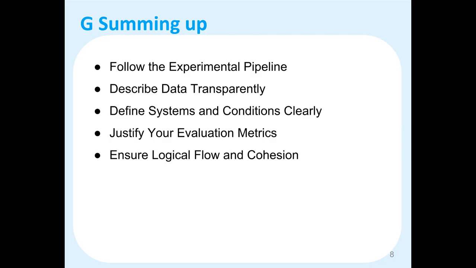Third, define systems and conditions clearly, ensuring your comparison is fair. Fourth, justify your evaluation metrics by providing the theoretical and practical reasons for your choices. Fifth, and finally, ensure logical flow and cohesion across the entire section using those strong transition phrases and visual anchors. By completing these 5 tasks, you move from a mere description of your test to a compelling and fully validated empirical proof, which is the gold standard of academic publication.